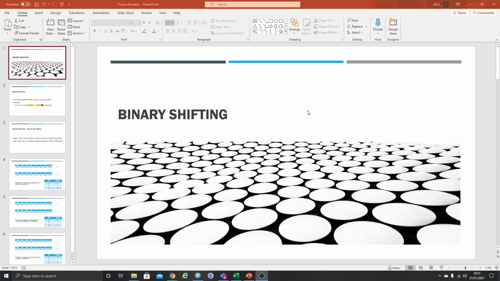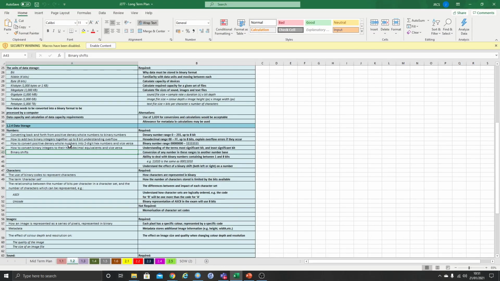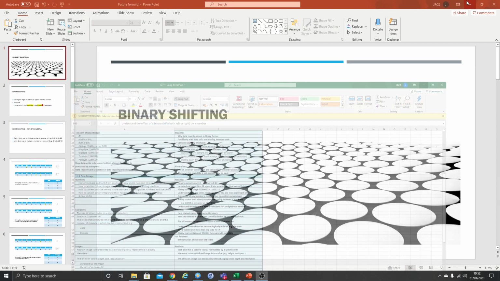Right, so here we're going to look at binary shifting, okay? It is the last part of 1.2.4, data storage. You can see that we've covered just binary and then adding binary and then hexadecimal, and we're doing binary shifting now. So we need to understand the effects of a binary shift left and right on a number. So let's go through binary shifting.